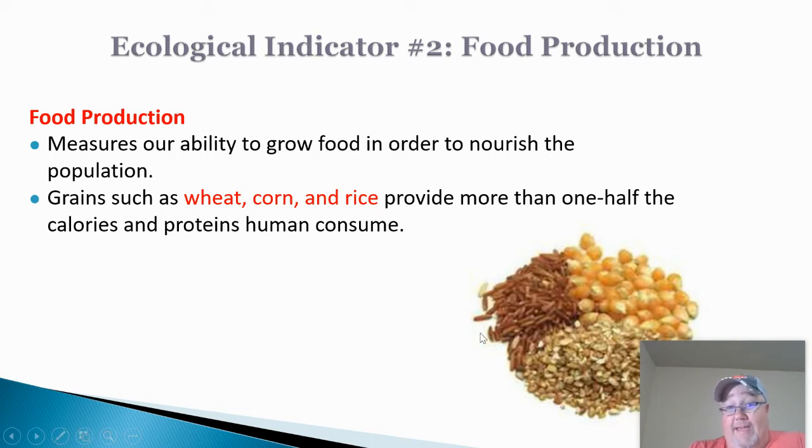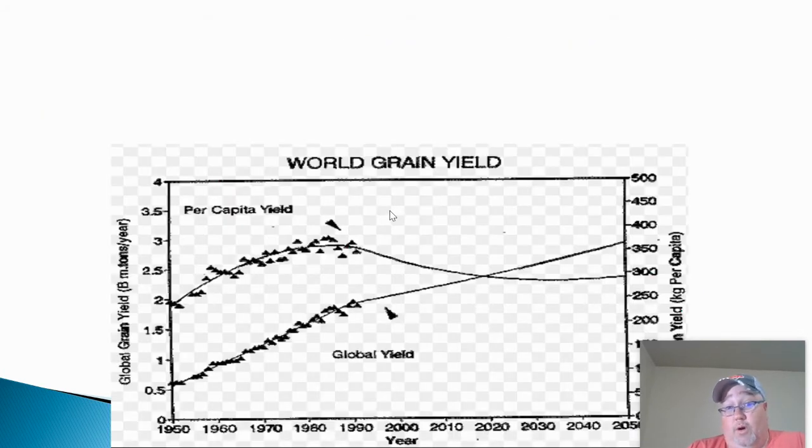So if we're going to feed the world, if we're going to feed everybody on our planet, we need to make sure we grow these three plants in mass abundance. And we do. And that's how we can pretty much feed the world.